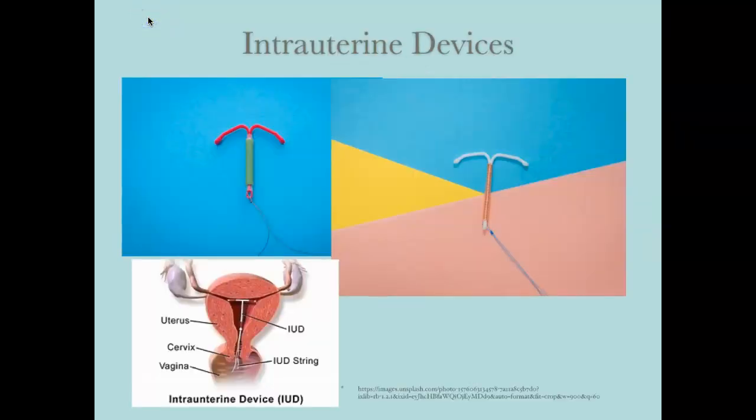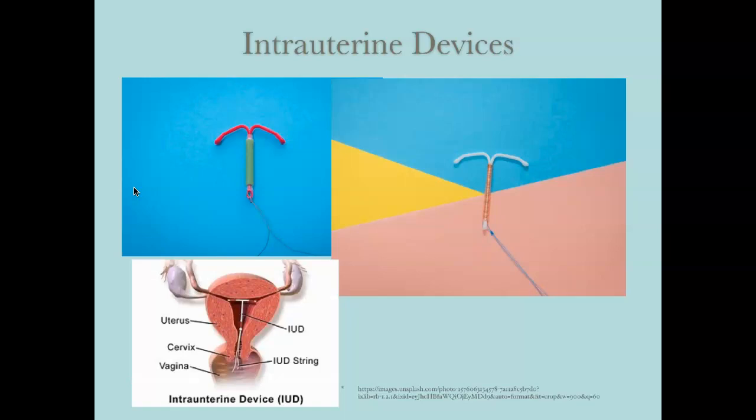Intrauterine devices, or IUDs. This is a picture of a couple of IUDs, one hormonal coated over on the left, and then the copper T on the right, and at the bottom is just a picture of what an IUD looks like in a uterus. Again, a provider will have to insert. So there is going to be a need for a pelvic exam during the insertion of an IUD.